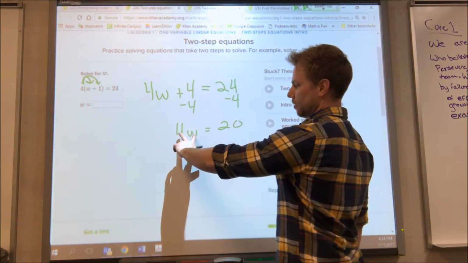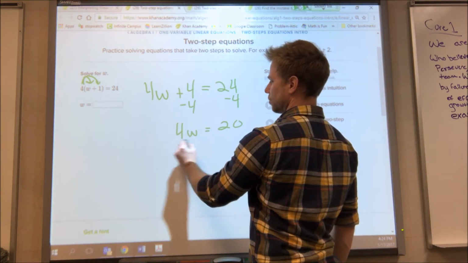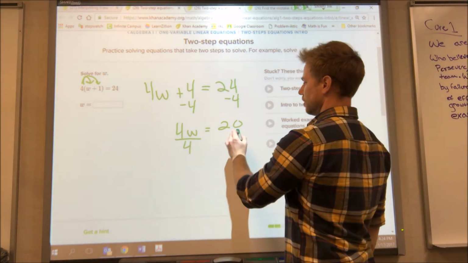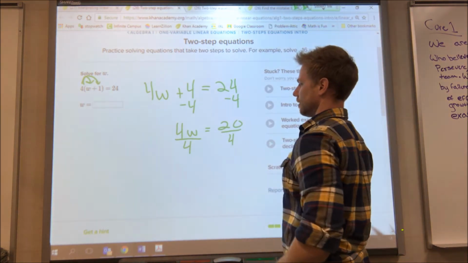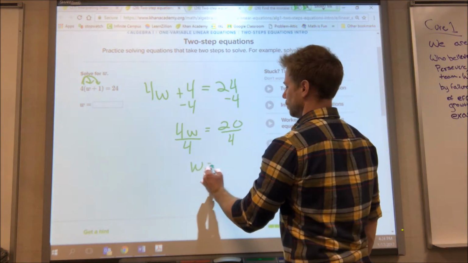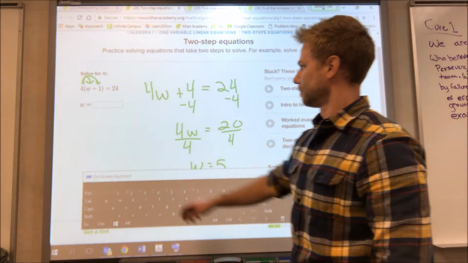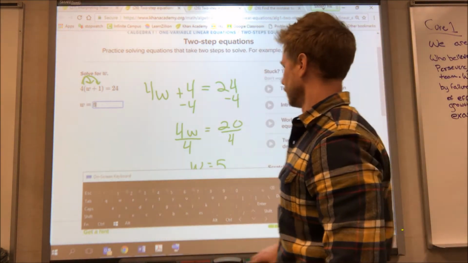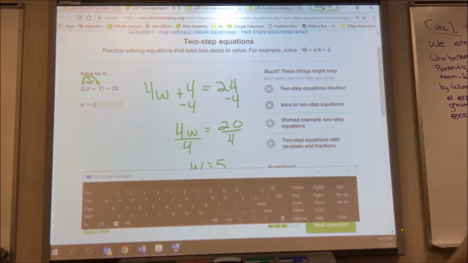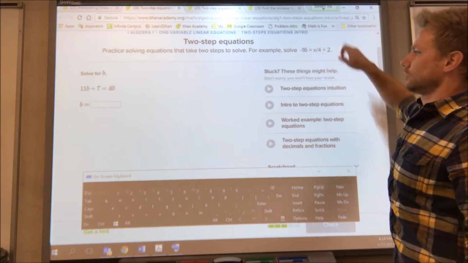When we have a number and a letter right next to each other, that's multiplication, so the opposite of that is division. We divide by 4. W equals 5. So we'll plug that in. W equals 5. Good, and that was correct. Go on to the next one.